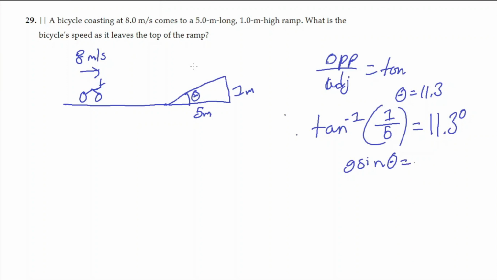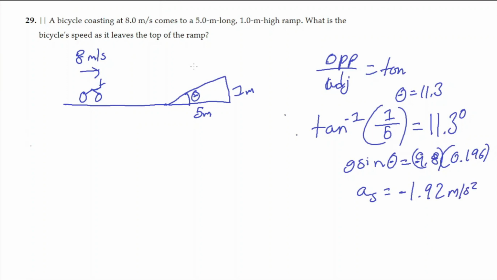In which we just do 9.8 times sine 11.3. So sine 11.3 is going to be 0.196, and then multiply that by 9.8, in which you're going to have that acceleration is equal to negative 1.92 meters per second squared. Okay, so now we could write down everything we know.